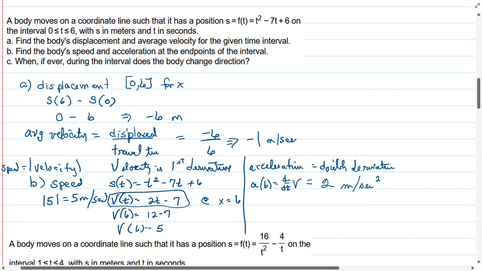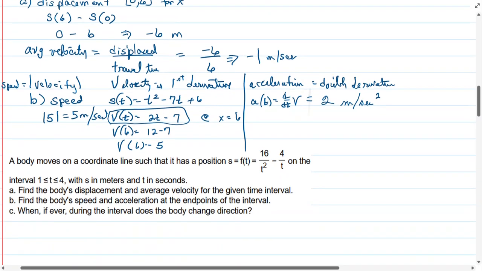Now what's the third one? C. When, if ever, during the interval does the body change direction? And what we want is slope to equal zero. The derivative stops to change direction. And it is a sharp curve. Driving in the mountains of California, you know exactly what I mean. And go down. So these extreme changes are an instantaneous stop.